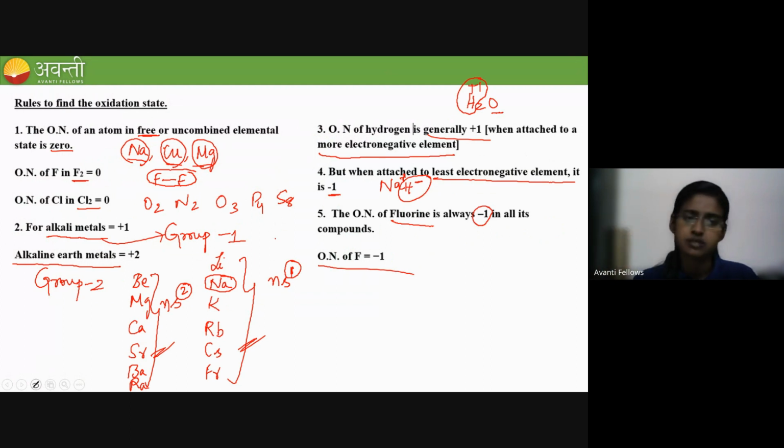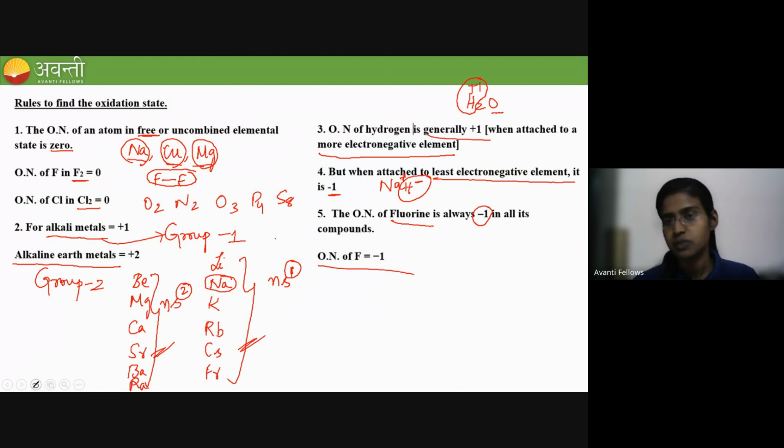Okay. So any doubt from the first 5 rules? Any doubt from these first 5 rules? All the elements in their elemental form will have 0. Alkali metal +1, alkaline earth metal +2. Coming to the hydrogen story: when it is bonded with a more electronegative element, it is +1. And if it is bonded with a least electronegative element, hydrogen will have -1. And for the fluorine story, it is always -1.